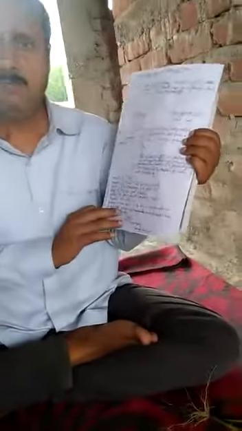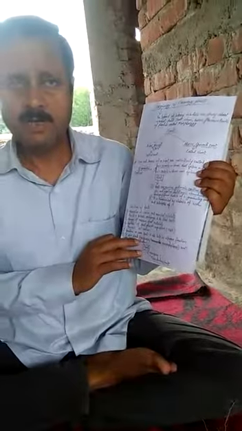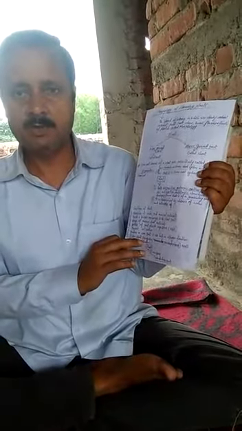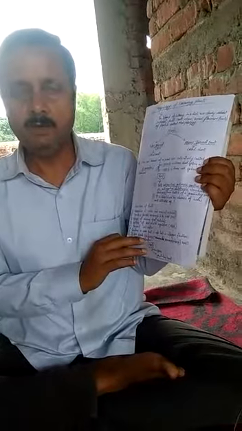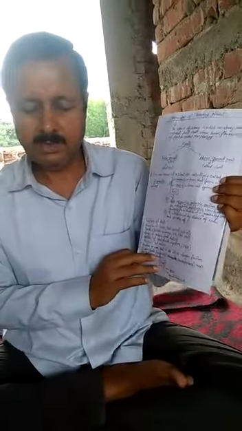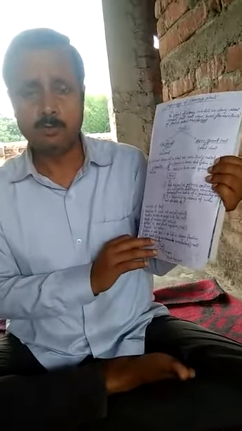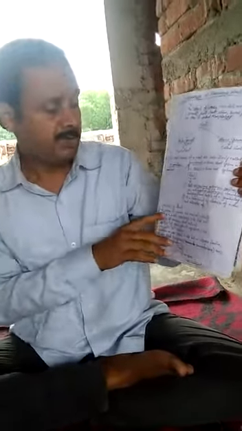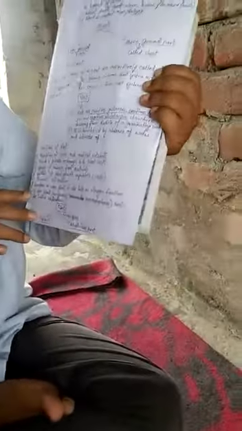Sometimes roots also help in vegetative propagation. In some of the plants, especially in Shisham, Dalbergia sissoo, it is called Shisham, and in some other plants also, roots help in vegetative propagation. So these are the functions of roots.